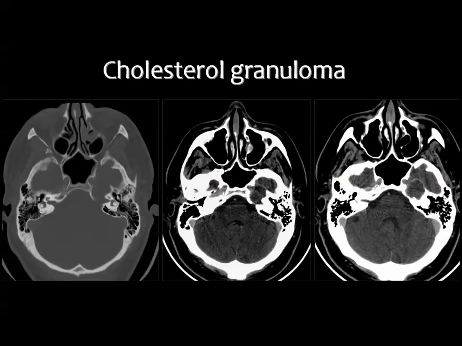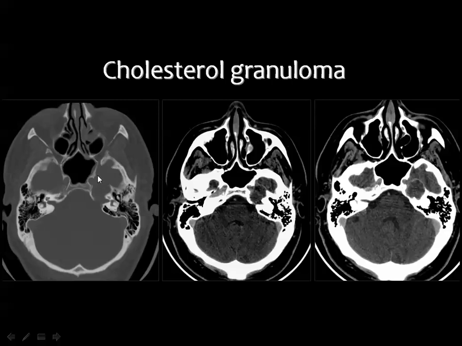Then this is what we call cholesterol granuloma, which is also a lesion occurring at the apex of the Petrous bone, but it is totally different from the apical petrositis. In this lesion, you can see an expanding osteolytic lesion involving the apex of the Petrous bone on the left side. This lesion usually contains cholesterol, meaning that it will show some hypodensity on the CT scan due to the presence of fat, and it will show hyperintense signal in both T1 and T2 weighted images.